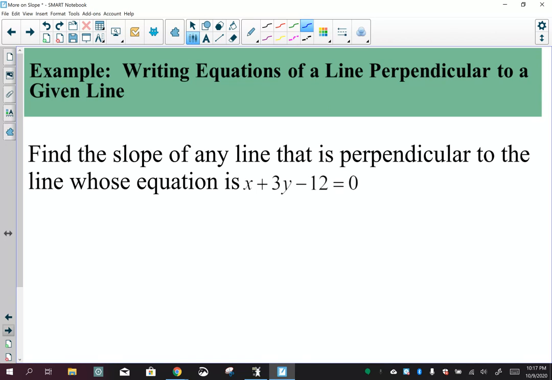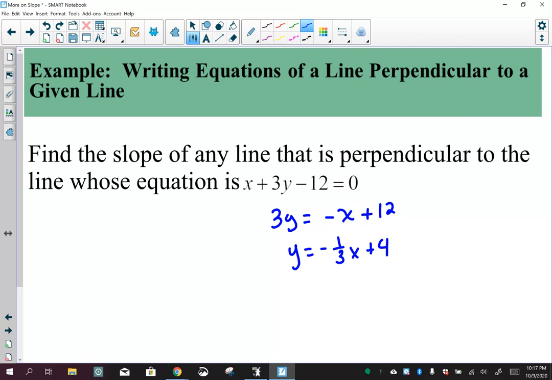I have this equation. I want to find the slope of any line that is perpendicular to the line whose equation is this piece right here. Okay? So we're going to go ahead and solve this for y to make our life a little bit simpler. So we get 3y is equal to -x plus 12. And then we're going to divide by that 3. That's -1/3 x plus 4.